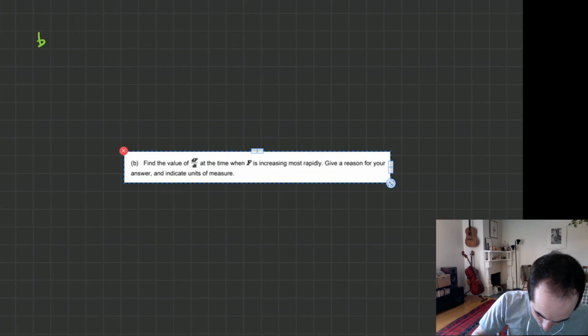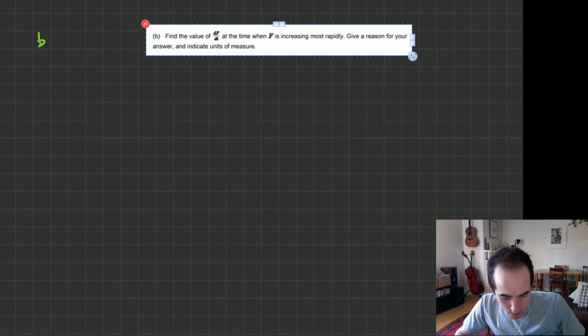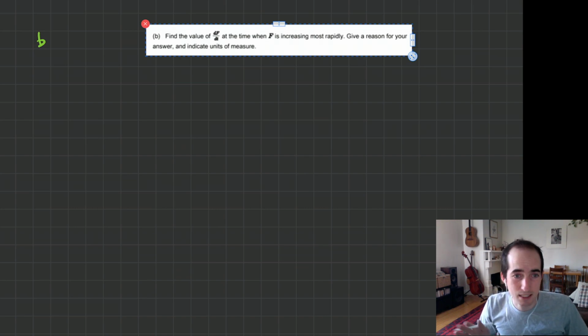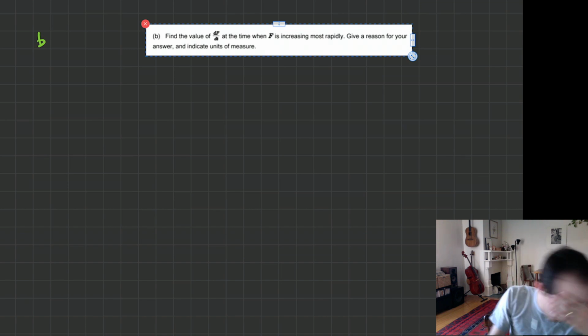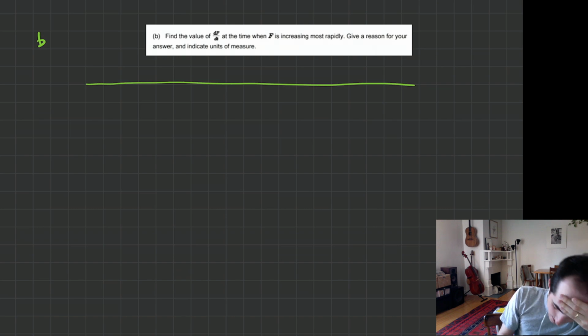Throw that in here. Okay, find the value of df by dt at the time when f is increasing most rapidly. So we want to know like the maximum rate of change in this. Okay, so just a couple of things. Let's draw this differential equation again.